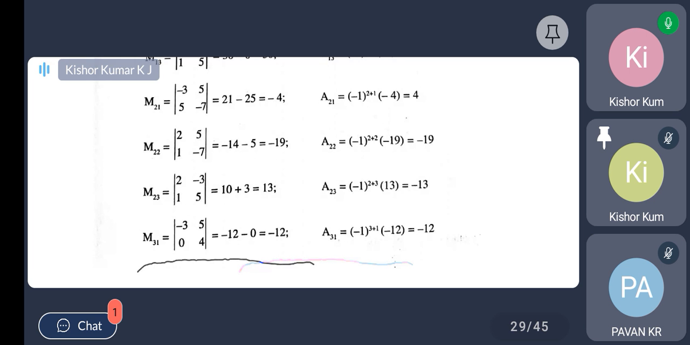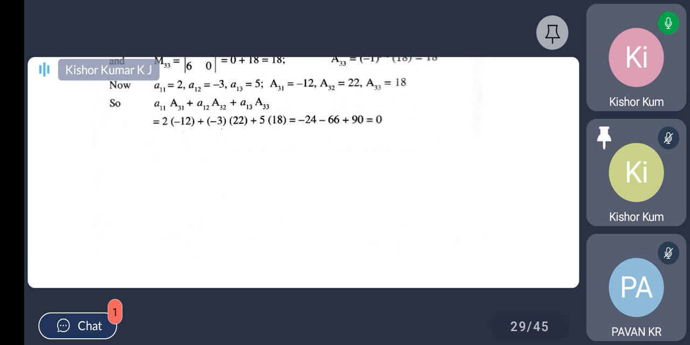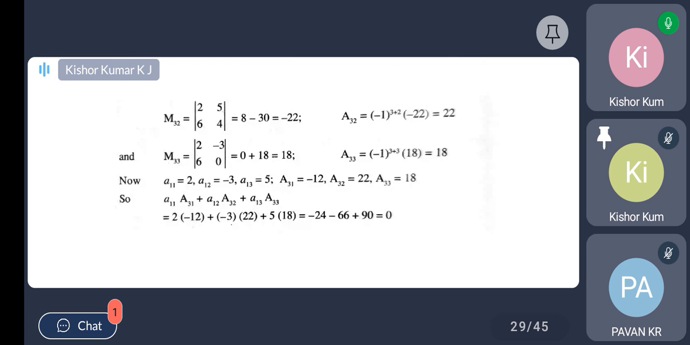Okay. After calculating for all the rows, and getting all those values, now we have to consider the elements. We need to verify that equation. For that, whatever elements are required, I will mention first. A11 is equal to 2, A12 is equal to minus 3, A13 is equal to 5. In the same way, capital A31 is equal to minus 12, capital A32 is equal to 22, capital A33 is equal to 18. Now consider the equation, that is the LHS.